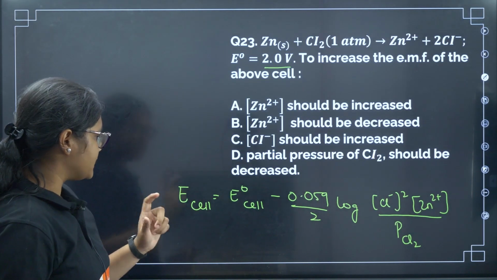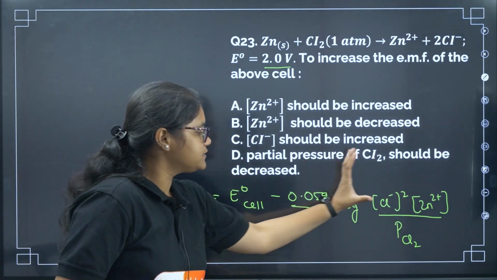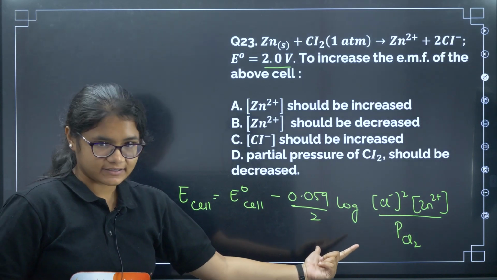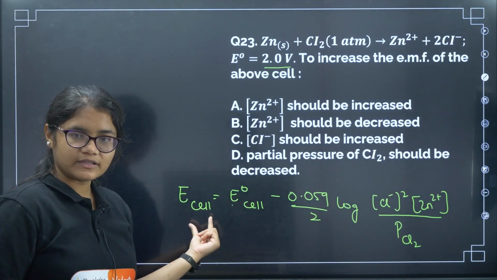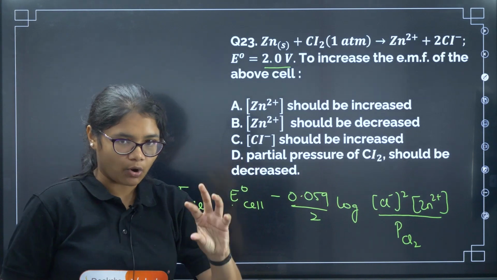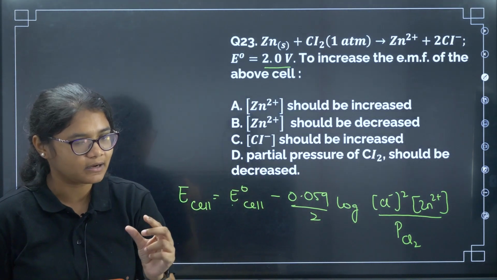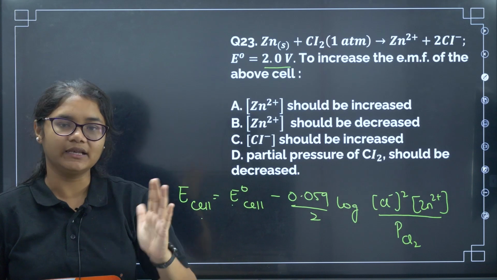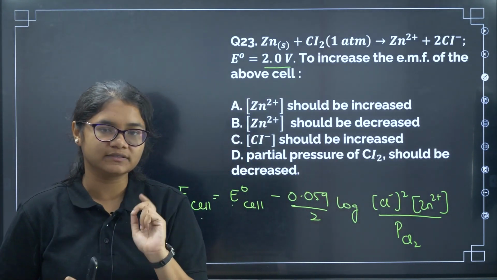Now they are asking that the EMF of the cell can be increased, right? Whatever value comes in this term has to be subtracted from E naught of the cell to get E of the cell. If this term is a small value, then we will be subtracting a small number, and as a result E of the cell will increase. So we have to see how this value can come out to be a small number.